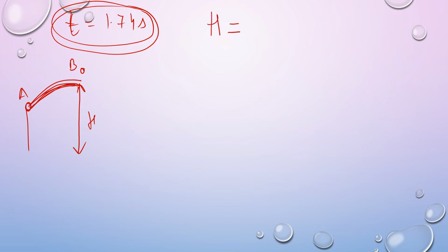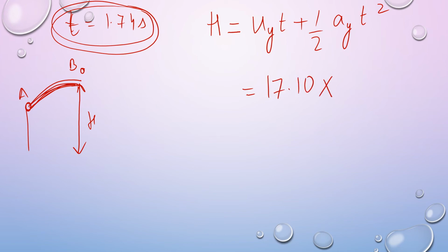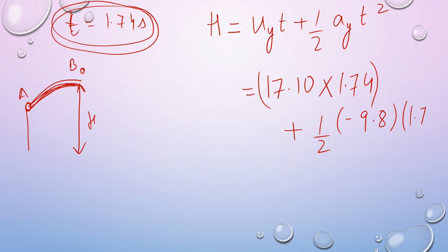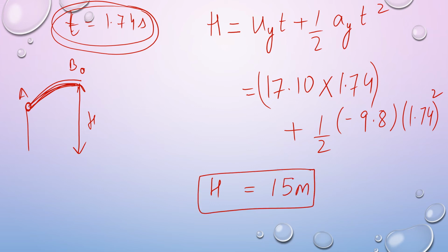So because it is height, which is vertical component of displacement, I'm going to consider just the vertical components to solve the peak height. Now what was your uy? It's 17.1 and t is the time it takes to go from A to B, right? Then plus half ay, which was negative 9.8, times t square, where t is 1.74. So on solving this, I'm going to get height as 15 meters. So I am successful in calculating part B of projectile motion.